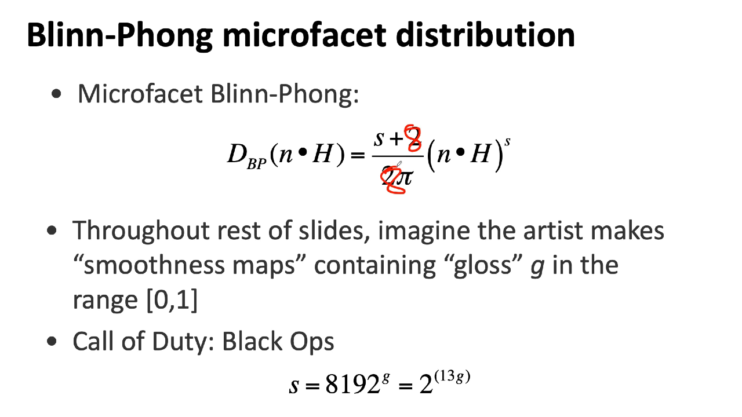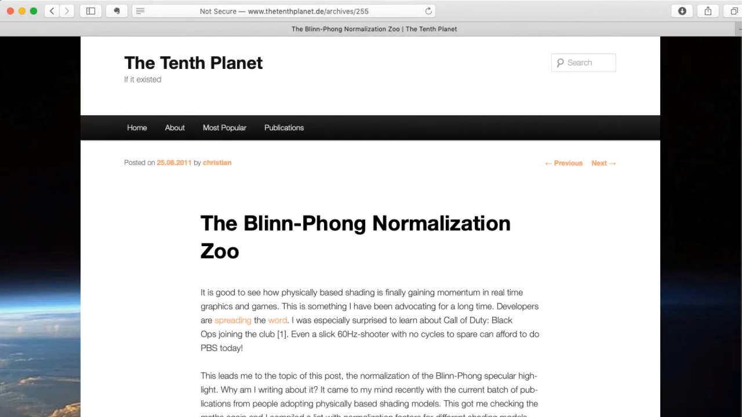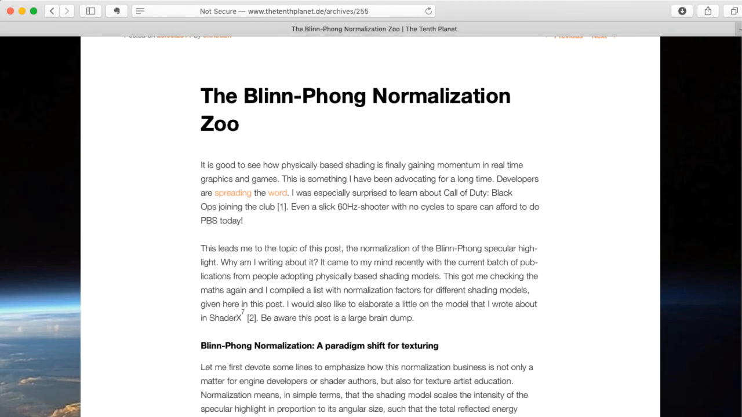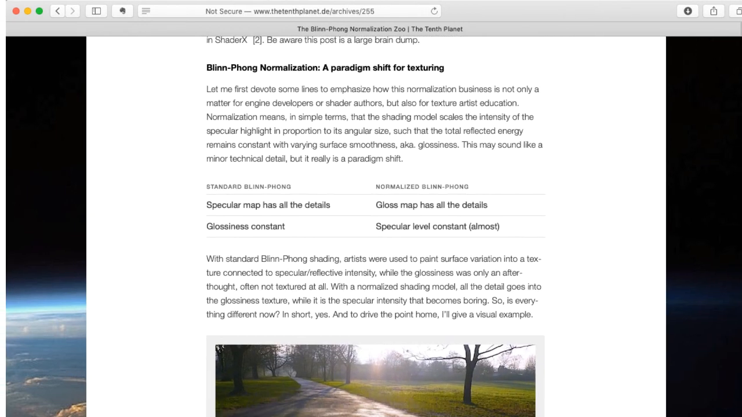The S plus 8 over 8 factor that we saw earlier is calculated under a set of assumptions that are different than the assumptions that you use when computing this D used in the full Cook-Torrance form. And I say that because I've read the writings of people who are more knowledgeable about this than me, and they write things that sound like that. And I'm just taking their word for it. If you want to know more details, you can take a peek at this blog entry called the Blinn-Phong Normalization Zoo by Christian Schuler, who created that water asphalt example.